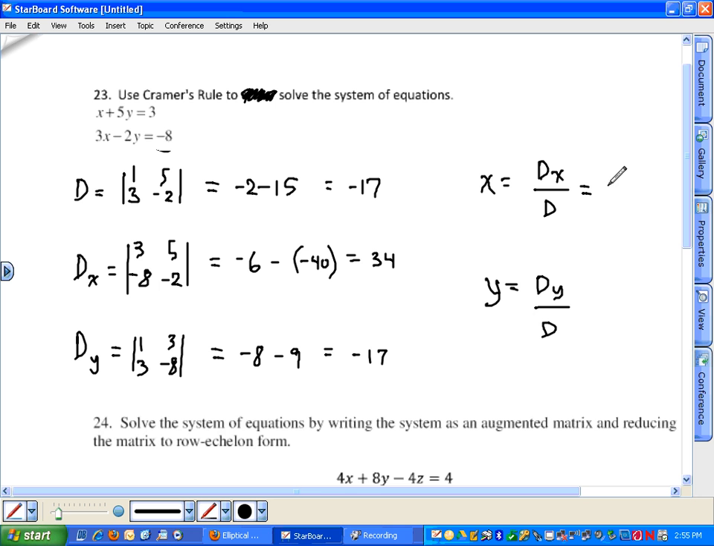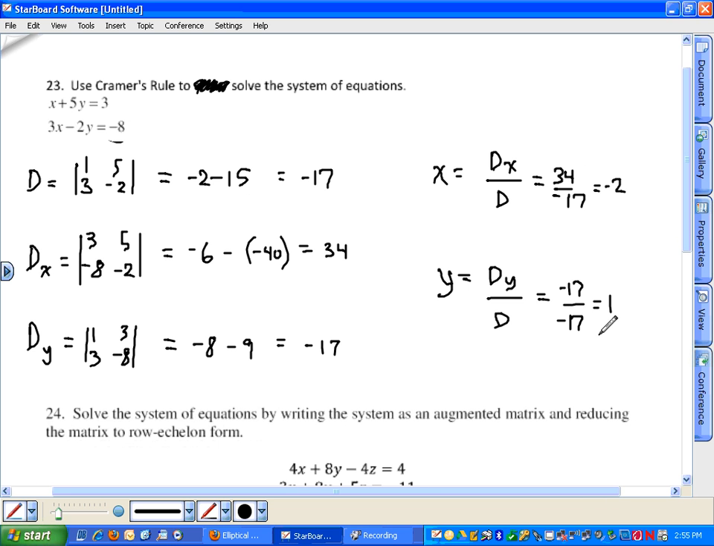x is 34 divided by negative 17, which is negative 2. y is negative 17 divided by negative 17, which is equal to 1. So the solution is negative 2, 1.